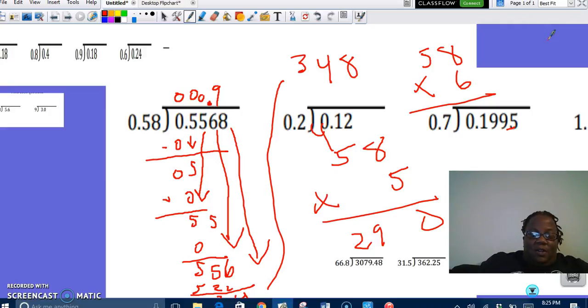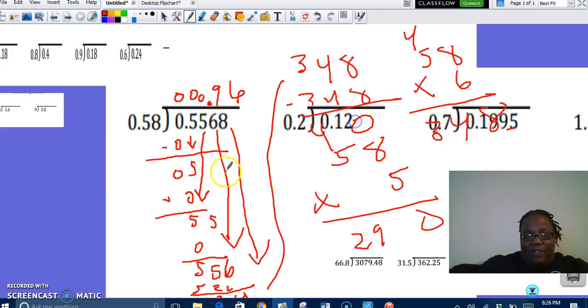Let's see. 6 times 8 is 48, and 6 times 5 is 30. Well, look at that. 348. It goes in 6 times evenly. 6 times 58 is 348. So you finally have 0. So for this answer, you have 0.96.